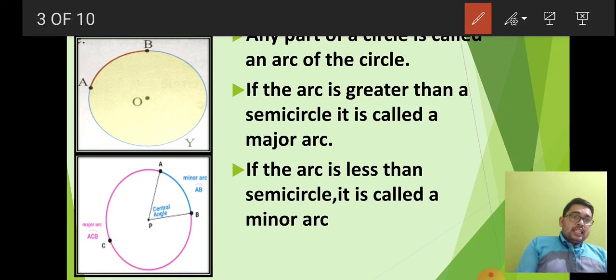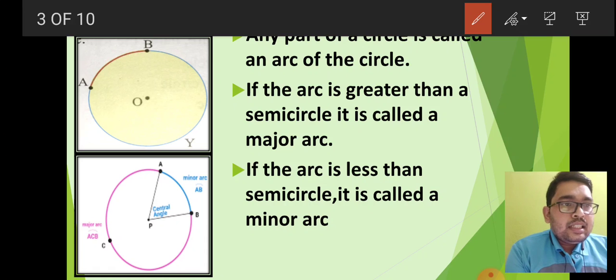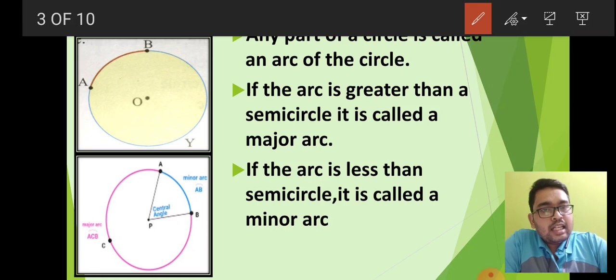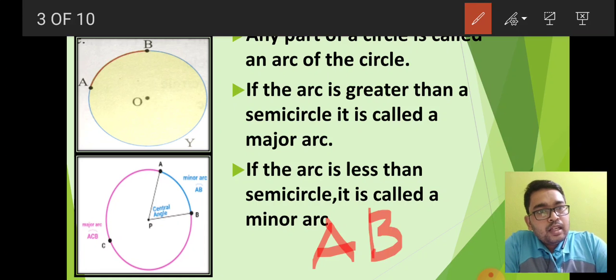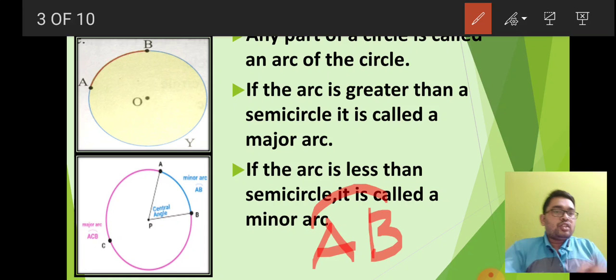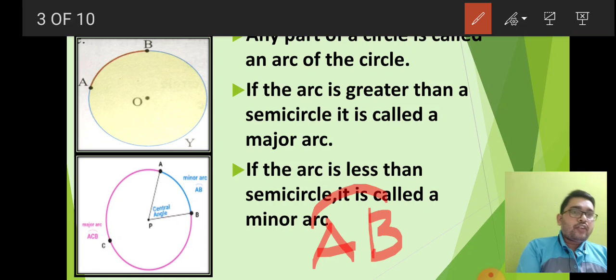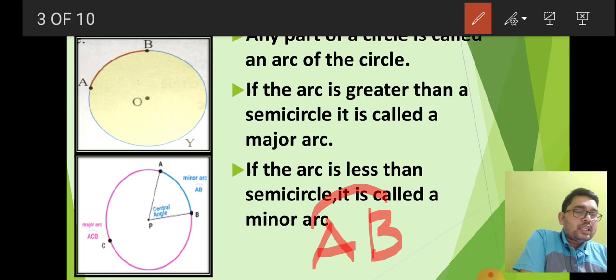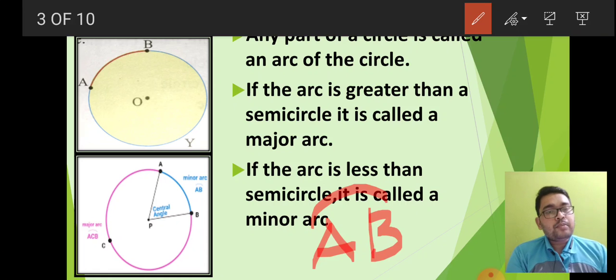Now the next thing is how we are representing the arc. Suppose here AB is there. AB is the minor arc. So you can write AB and a symbol upside like this. So this is the representation of an arc. You can easily read it by this symbol, AB with the symbol upside. This symbol is known as the symbol of arc, AB arc.